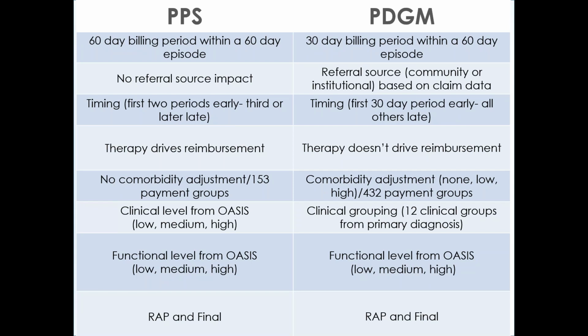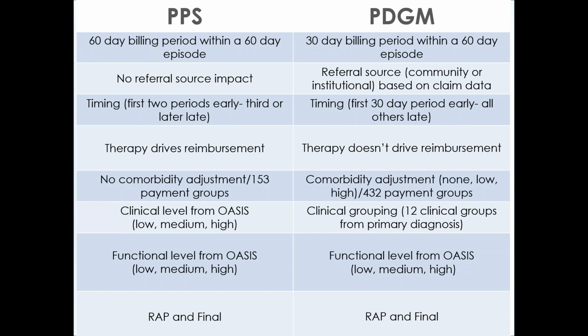Comorbidity adjustments. According to CMS, comorbidity is tied to poor health outcomes, more complex medical needs and management, and higher healthcare costs. So in the PDGM model, we'll designate a comorbidity adjustment of low, high, or none for each 30-day period based on the patient's secondary diagnoses reported on the claim.